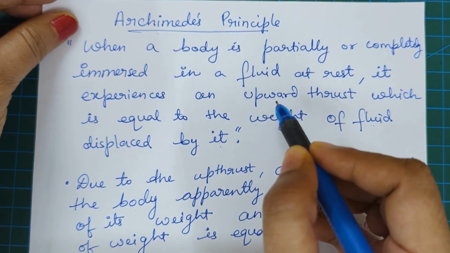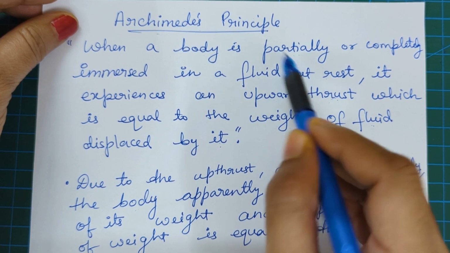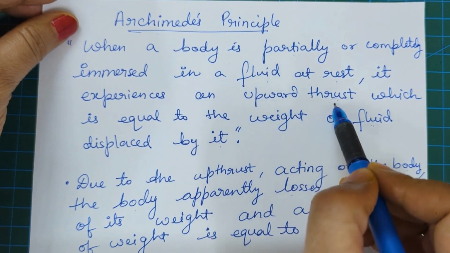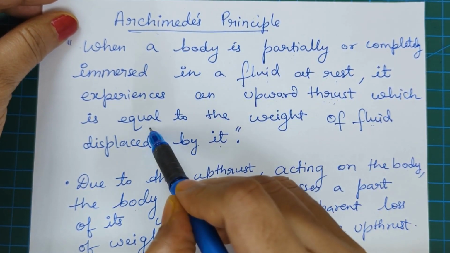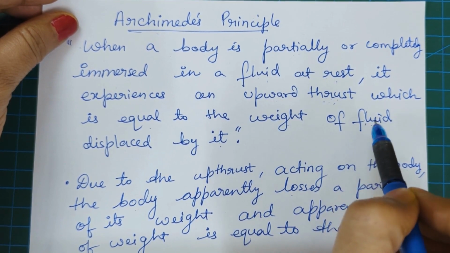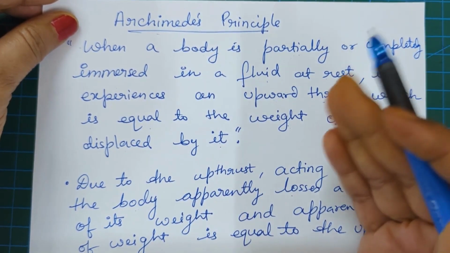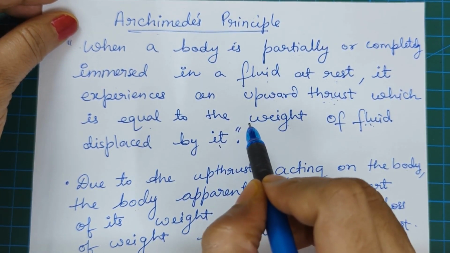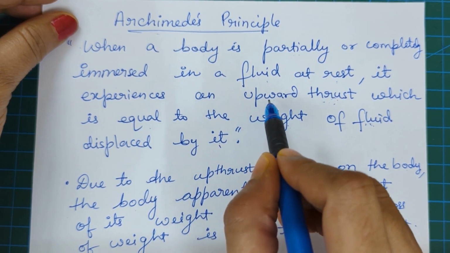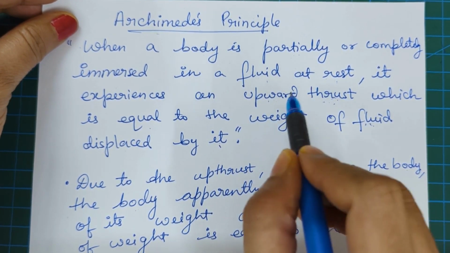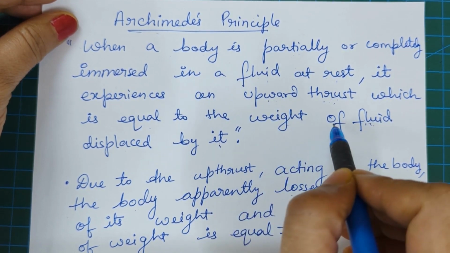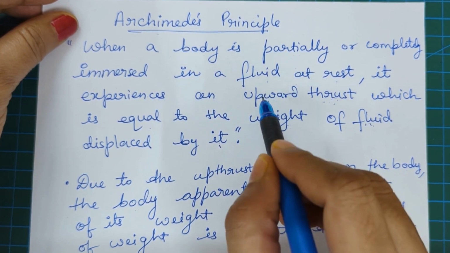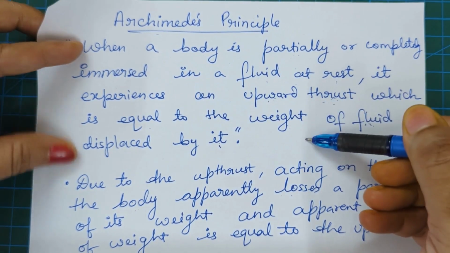So Archimedes' principle states that whenever an object is partially or completely immersed in a liquid which is at rest, that object experiences an upward thrust. That upward thrust is equal to the weight of the liquid displaced or overflowed by the object. Also, the upward thrust experienced by that immersed object, which is equal to the weight of liquid displaced, is also equal to the loss of weight of that immersed object in that liquid. So that is the definition of Archimedes' principle.